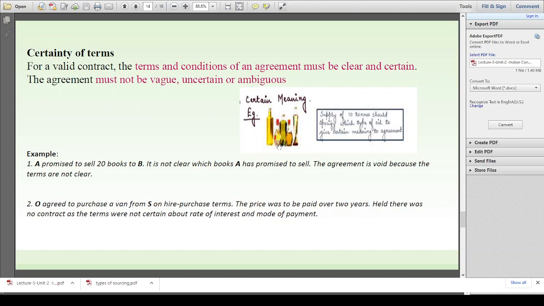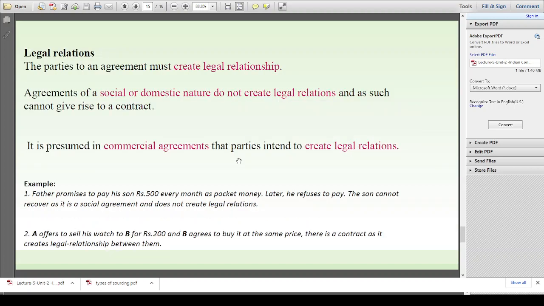For a valid contract, the terms and conditions of an agreement must be clear and certain. The agreement must not be vague, uncertain, or ambiguous. Regarding the date, the subject matter, the time, the delivery mode, the person, everything should be crystal clear and clear cut. If you are going through the agreement, you have to understand what it is regarding, who are the parties, what is the consideration amount, all those things. So everything should be certain. There won't be any scope for any guesswork in a contract.